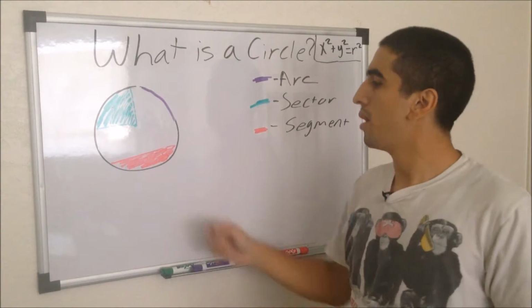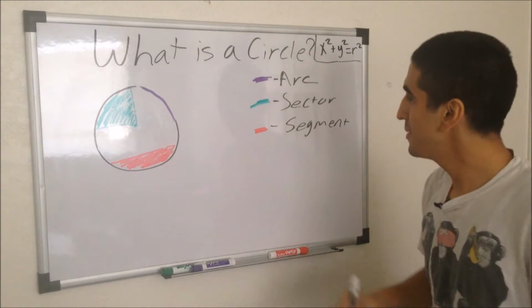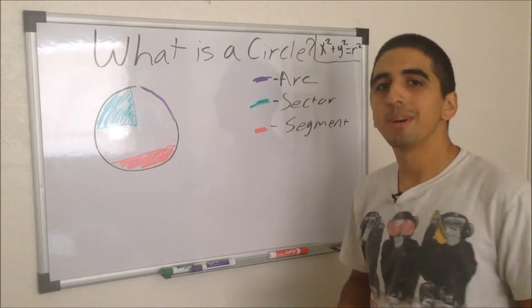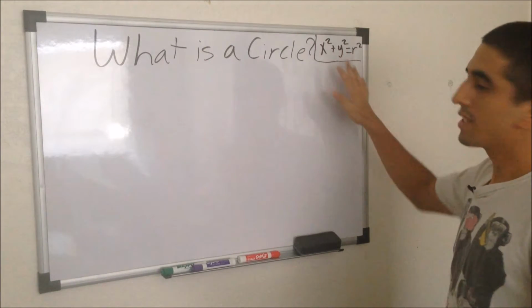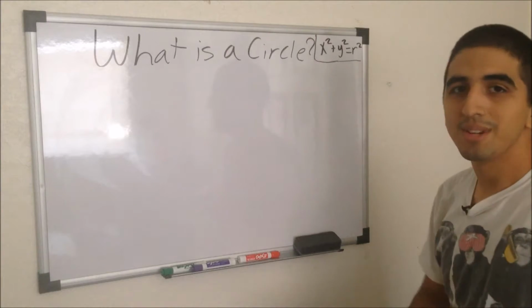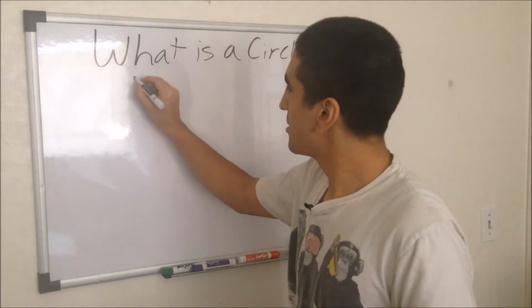Most parts your teacher's probably going to ask for the minor segment. That's it. Two more things about circles. So throughout the video you probably saw this x squared plus y squared is equal to r squared, and you probably would have guessed that that is the equation of a circle. But there's a slightly better one. It goes like this.